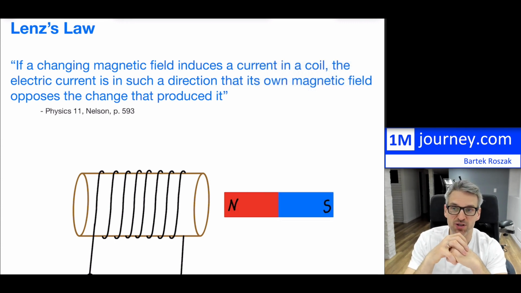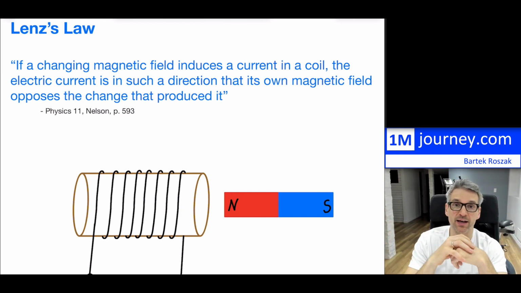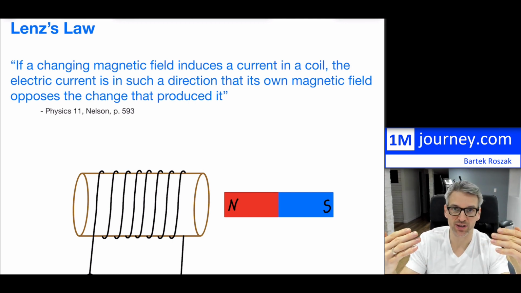It states, if a changing magnetic field induces a current in a coil, the electric current is in such a direction that its own magnetic field opposes the change that produced it. So again, it opposes the change that has produced it. And that is where Lenz has come across with the idea that this has to be related back into the law of conservation. So you can't really create or destroy, you can only transfer energy from one to another.